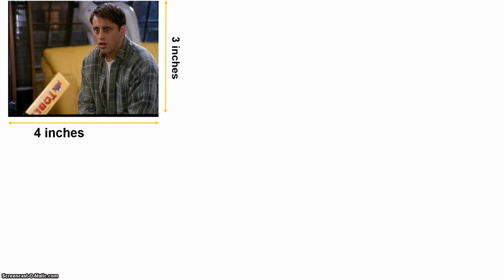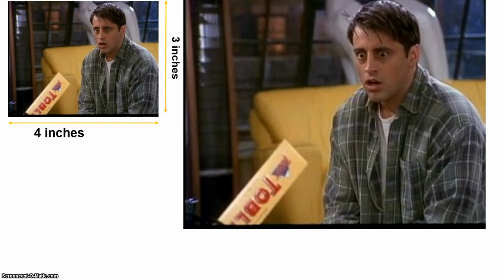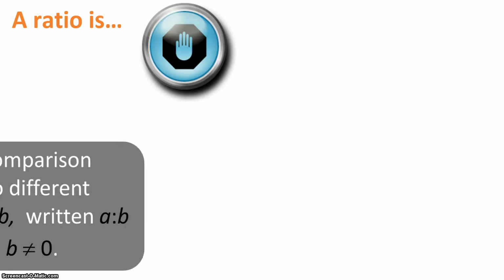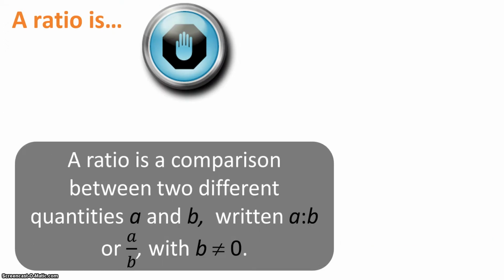Well, it turns out that changing the height and width together by the same factor will prevent distortion. The reason behind this is the concept of a ratio. A ratio is a comparison between two different quantities, A and B, written A to B using a colon, or A over B using fractional notation, with B different than 0.